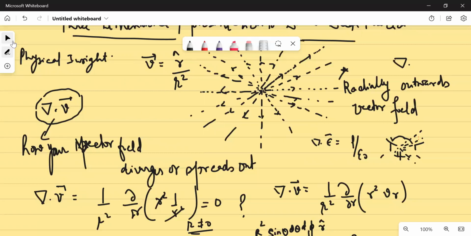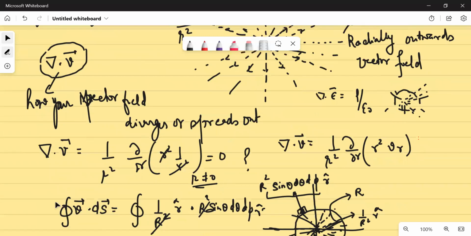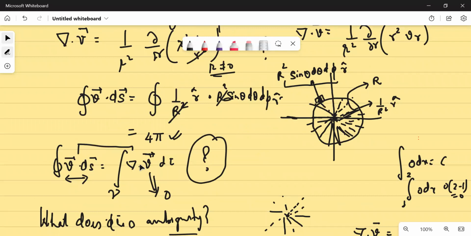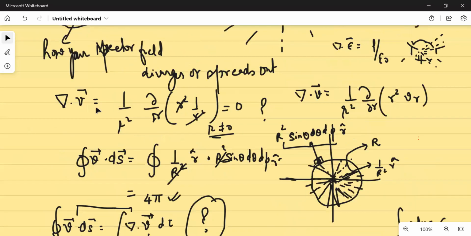But what does this exercise suggest to me? That del dot v vector is 0 for all r not equal to 0. And if I am writing the flux from this particular vector field, I'm getting 4 pi. What does it imply? That the integral of del dot v vector d tau must be equal to 4 pi, isn't it? It cannot be 0. It has to be 4 pi. And if it has to be 4 pi, there is a certain contribution coming from the origin, because del dot v vector is 0 for all r not equal to 0. So this entire integral value, which must be equal to 4 pi, must be coming from the origin itself, where you can see that your function is not defined.